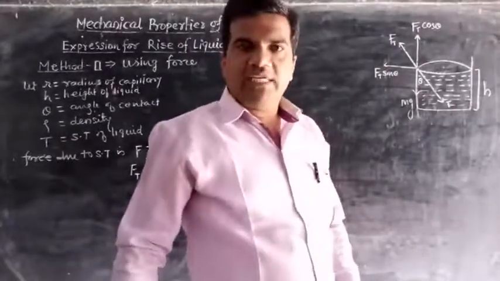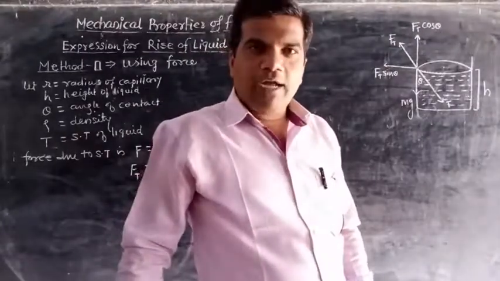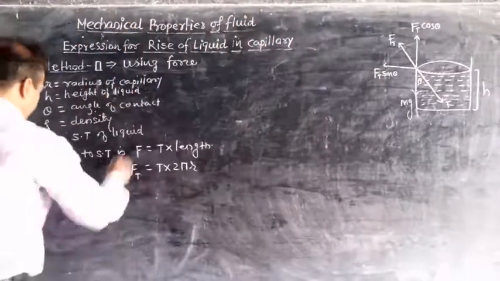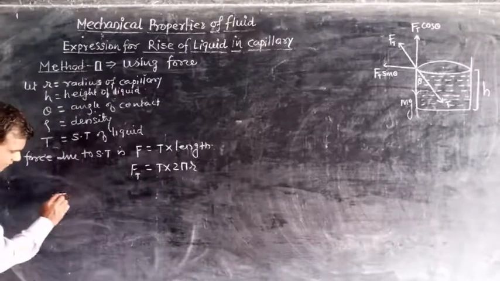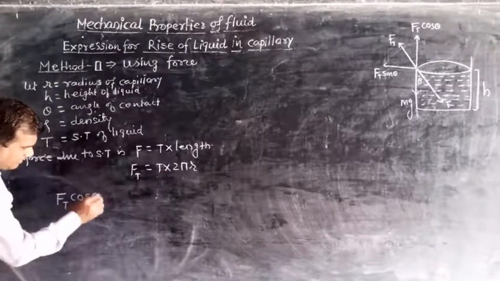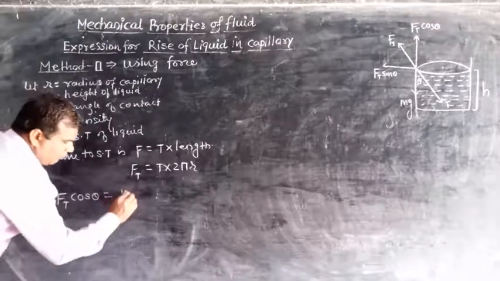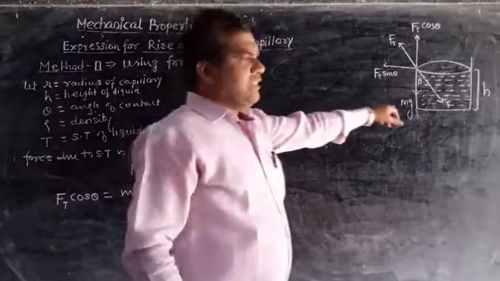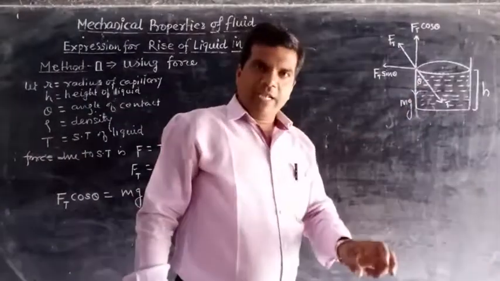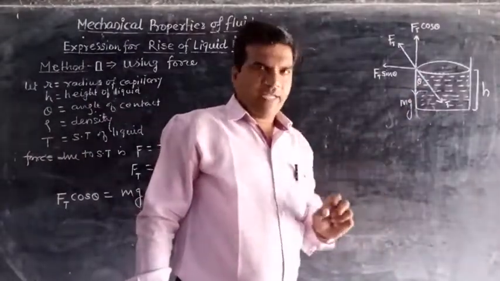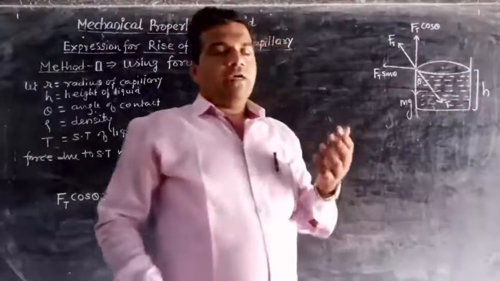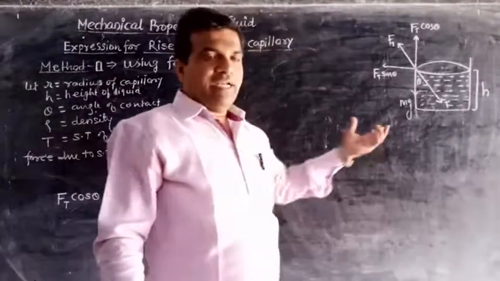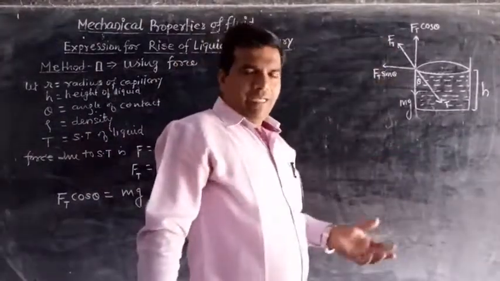the Ft cos theta, is balanced by the downward component equal to the weight of the liquid, and therefore the Ft cos theta is equal to the weight of liquid, mg. Now m is the mass of liquid in the capillary, or the mass of liquid risen in the capillary, and g is gravity. But how can we calculate the mass of liquid in the capillary? We cannot calculate it directly or by measuring the liquid.